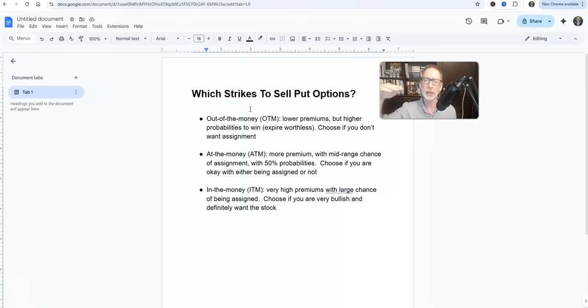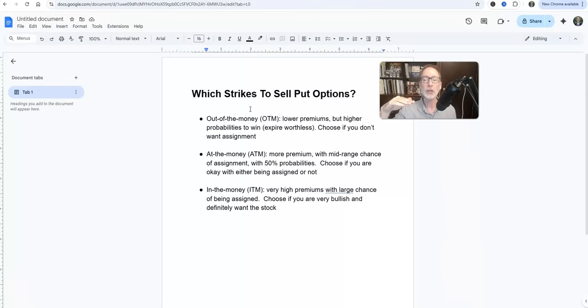Now, what I want to make sure that everyone understands is that if the stock's at 100 and you sold an out of the money $90 strike put option, that means the stock has to fall below $90 per share at the expiration date in order for you to be assigned the shares. And that means that the put option buyer is going to exercise his contract and he's going to make you buy those shares at $90 a share.